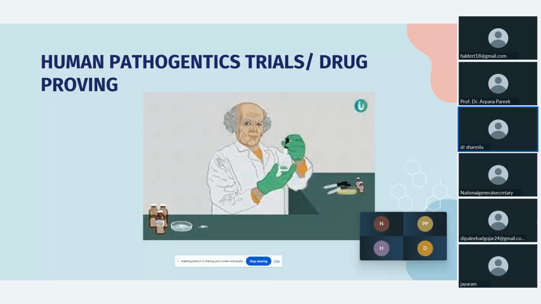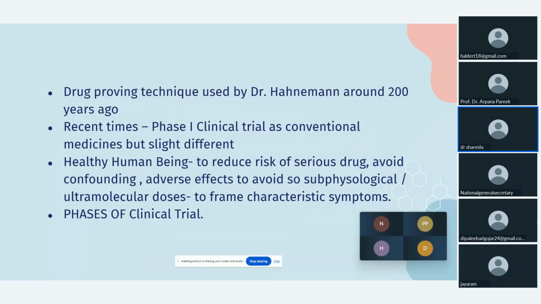If we talk about research, the most important one is drug proving. We know that drug proving is one of the techniques used by Dr. Hahnemann himself. And recently there are various clinical trials going on, phase 1, phase 2, phase 3. There is a big controversy about these trials, and the authenticity has been lacking.